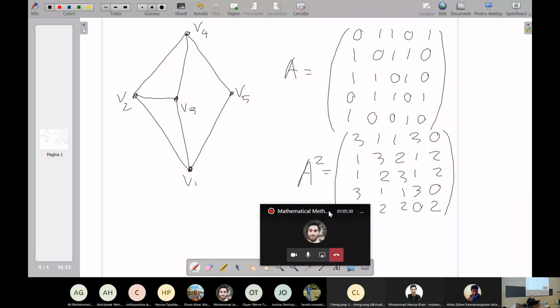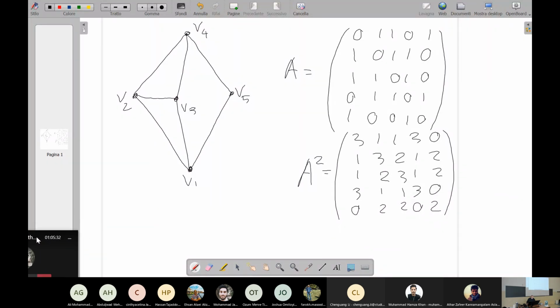I wanted to be a bit more explicit with an example about the proof by induction, which I did last time.